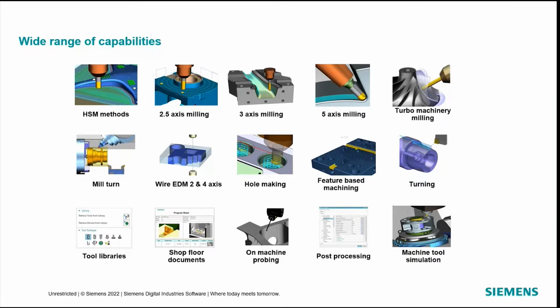NX also has wire EDM, 2 and 4 axis wire EDM. Again, all these things are hooked up in the feature base: 2.5 axis milling, turning, mill turn, wire EDM. Of course, part of feature base is hole making, and then the ability to define your own features and your own processes to go back inside of feature base, which all works in concert with the tooling libraries, right? So if we find a feature, we know we have to have the tools necessary to machine that feature. And if not, we can make substitutions for them if they're in the tool library.